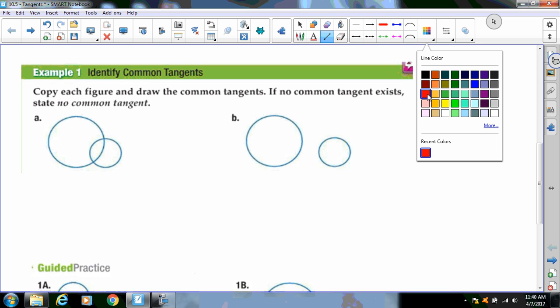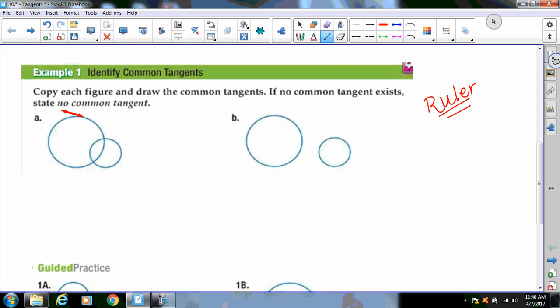If you take your ruler, you can get a line to touch each circle in one spot. That's a terrible drawing, so I'm going to fix mine. With a ruler it's a little easier to draw your line, so you're not intersecting the circle in what looks like more than one spot. You're just doing the best you can. Okay, that would be one.